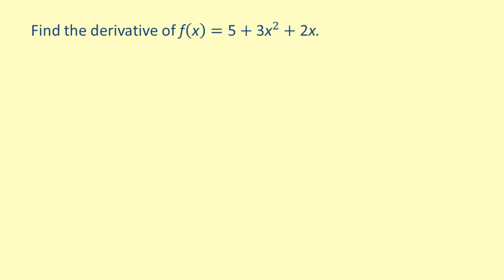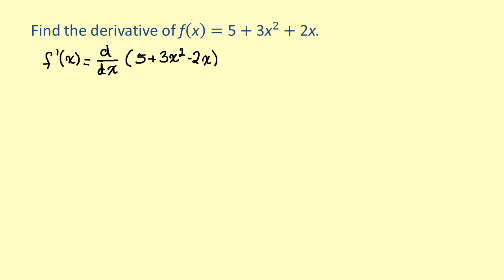We are asked to find the derivative of f of x equals 5 plus 3x squared minus 2x. So f prime of x is equal to the derivative of 5 plus 3x squared minus 2x. Notice that this contains a sum and a difference.